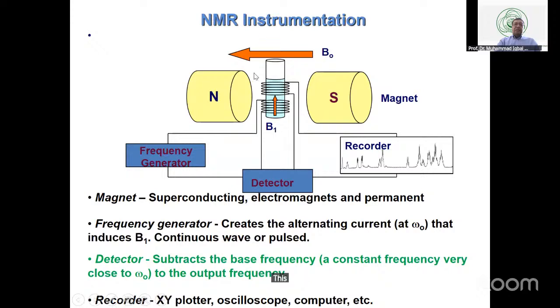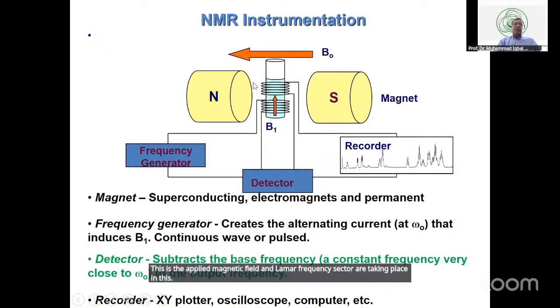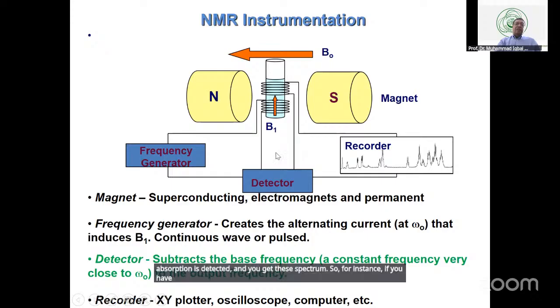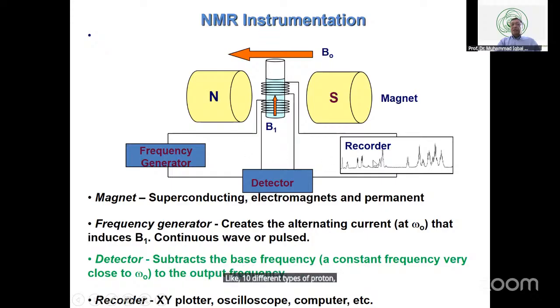This is the applied magnetic field, and Larmor frequency, etc., are taking place in this tube, and then you give a radio frequency. Radio frequency is absorbed, detected. Absorption is detected, and you get the spectrum. So, for instance, if you have like 10 different types of proton, then you get 10 different signals, right? Now magnets are superconducting, right?